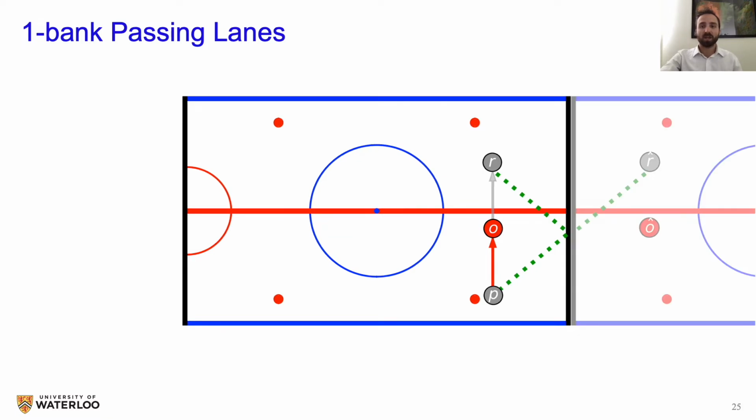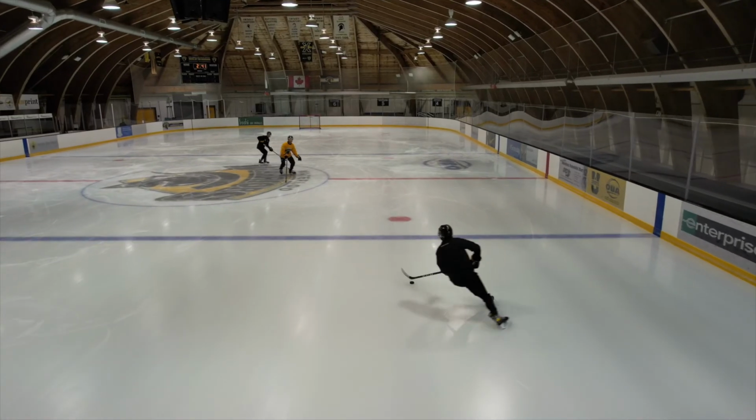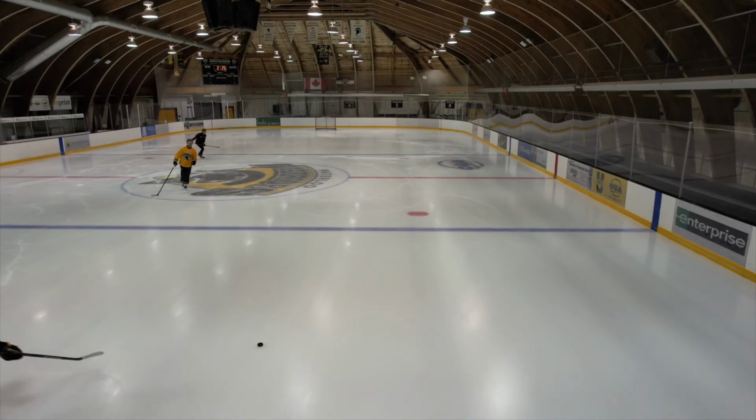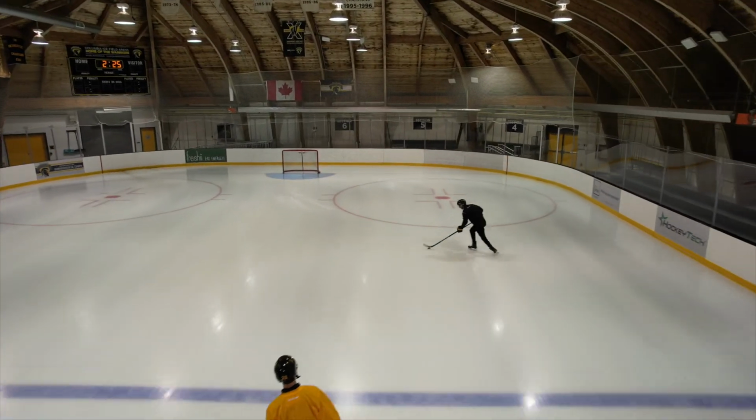To model this, we reflect the ice surface about the boards, including all potential receivers and opponents shown here. We can then approximately model the passing lane as a direct pass with regards to all real and imaginary opponents on the ice. For example, I'm unable to make this direct pass to my teammate. But if I consider indirect passing lanes, I can make a clean pass to my teammate with less risk of interception.